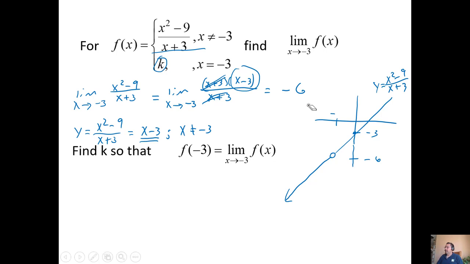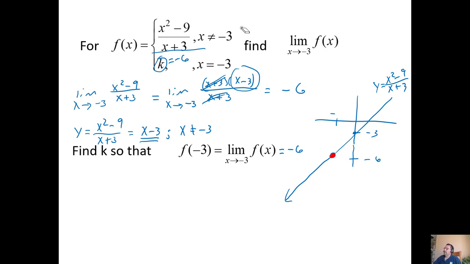And so then the second part says find k so that f of negative 3 is equal to the limit. Well, we know what this is. This is negative 6. So we want f of negative 3 to equal negative 6. Right? So we want k to equal negative 6. And what you are doing there is your line had a hole in it, you just filled it in. That's what you just did. And now you have the complete line.